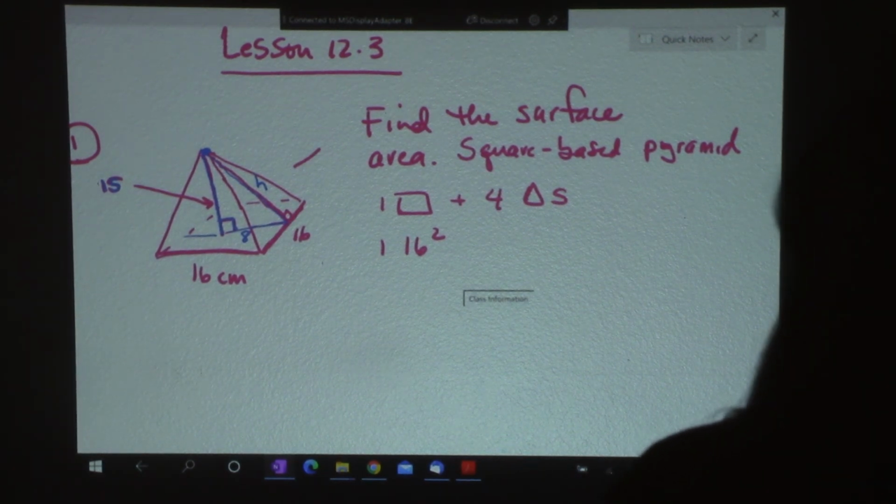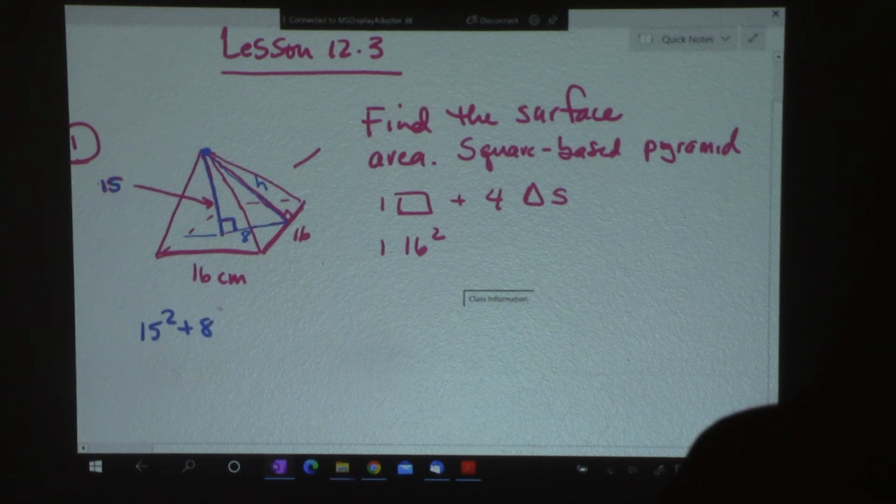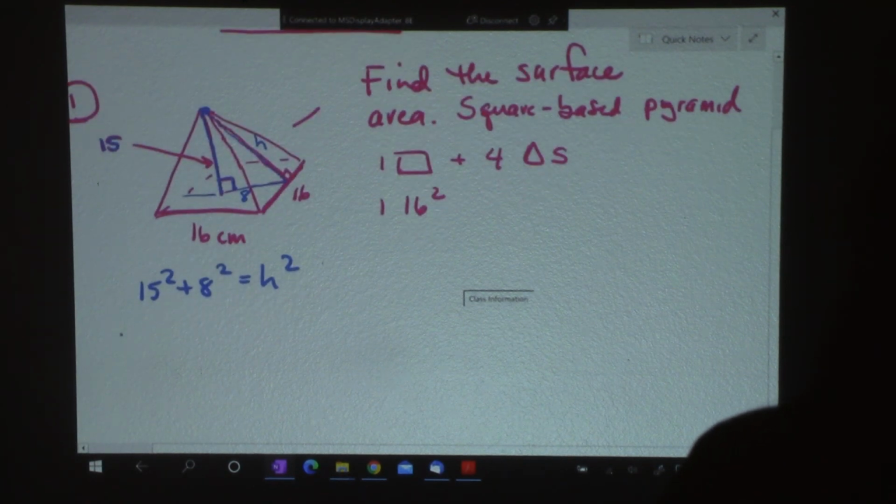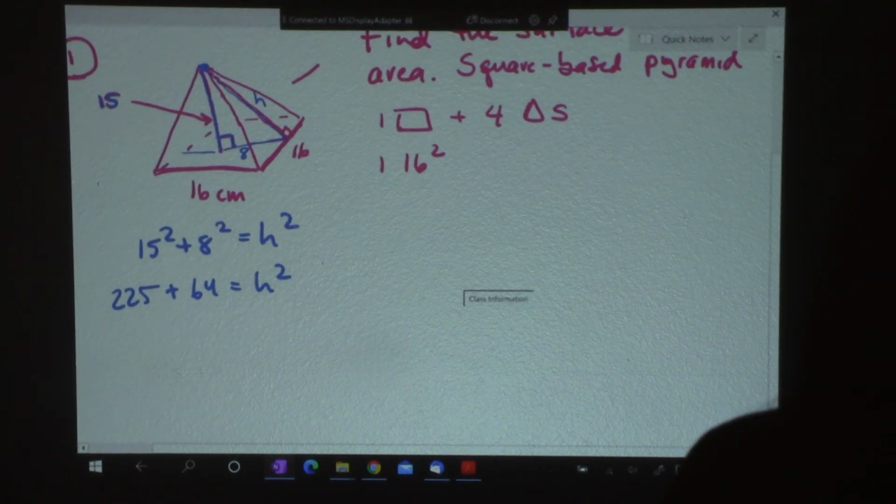All right, so I want to find my height there, and that's going to be using the Pythagorean theorem. So I have 15 squared plus 8 squared equals h squared. And 15 squared is 225, and 8 squared is 64. And I add those together, and I get 289. And I take the square root, and I get 17.